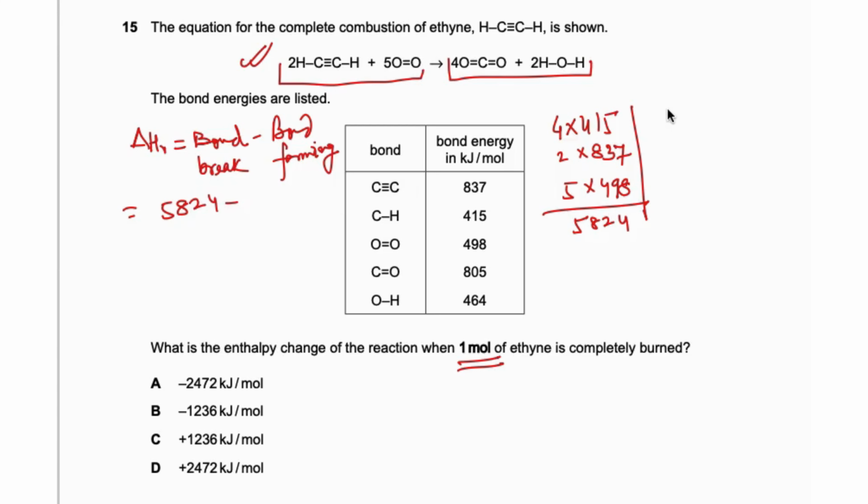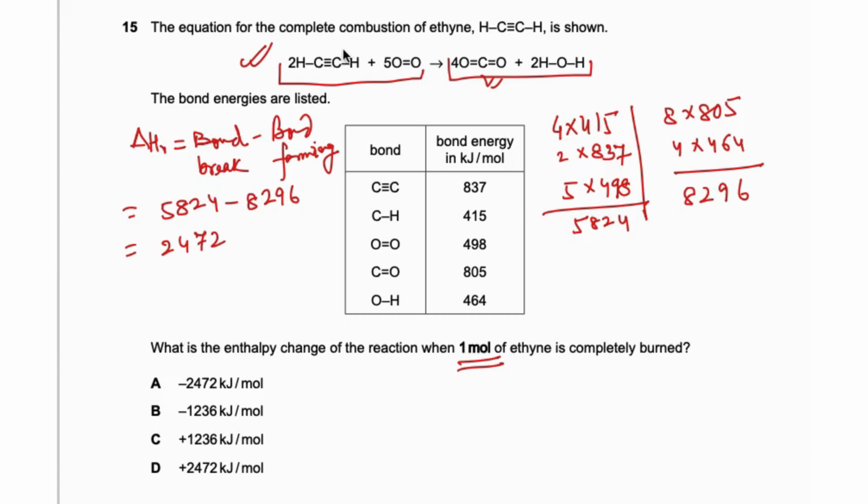5824 minus bond forming. How many C-O bonds are there? 8. So 8 into 805. And how many O-H bonds are there? 4. So 4 into 464. Total amount of energy is 8296. So 5824 minus 8296. When we subtract, we obtain the value minus 2472.